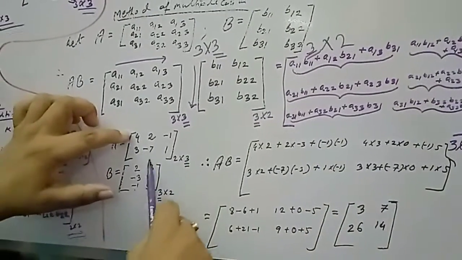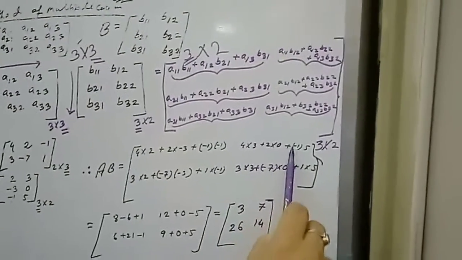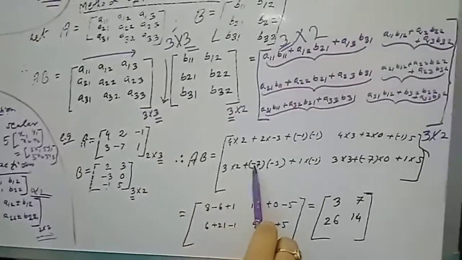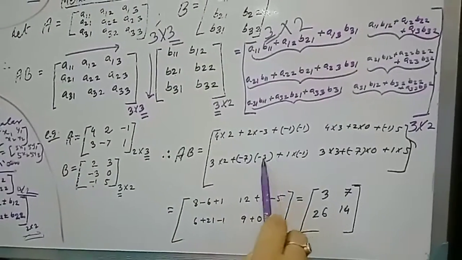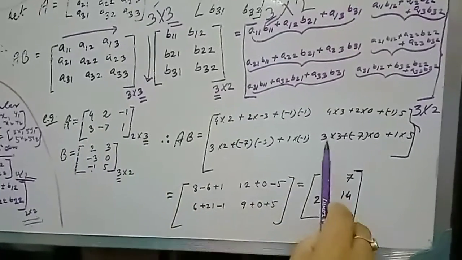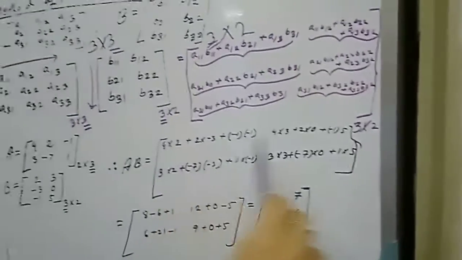Now first row into second column. 4 into 3, 2 into 0 plus minus 1 into 5. Next, second row into first column. 3 into 2 plus minus 7 into minus 3 plus 1 into minus 1. Next, second row into second column. 3 into 3 plus minus 7 into 0 plus 1 into 5. Just do this calculation part.